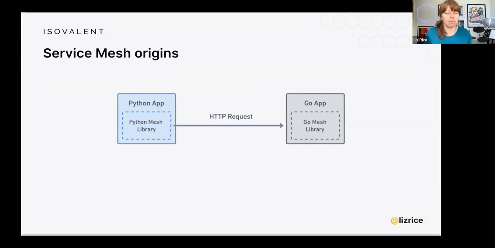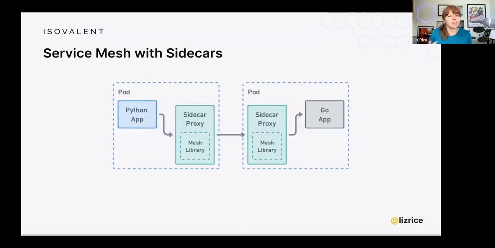And that would mean a language specific library for every language that's being used, probably writing extra code in every application. And some bright people, probably several bright people, thought, well, it would be a really good idea if we didn't have to keep doing this for every application. So the idea of a sidecar, and specifically for a service mesh, a sidecar proxy came along.